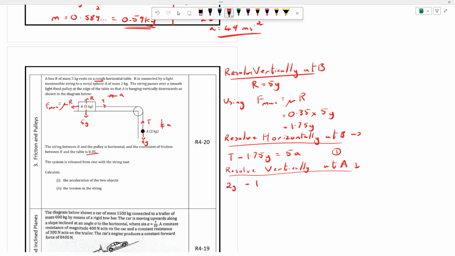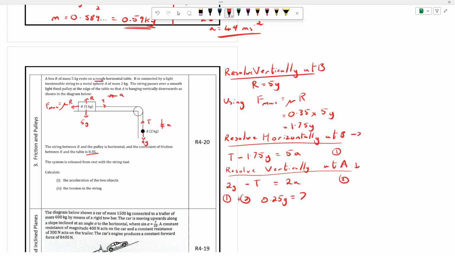Going up, I've got T, and now that gives me 2A. There's the second equation. Now, again, the coefficient of T, one's a 1, one's a -1, so I can get rid of them by adding the two things together. So I'm going to do 1 plus 2 in this case, because I'm thinking of my negative numbers here. Okay. If I do minus 1.75 plus 2, that's going to give me 0.25G.